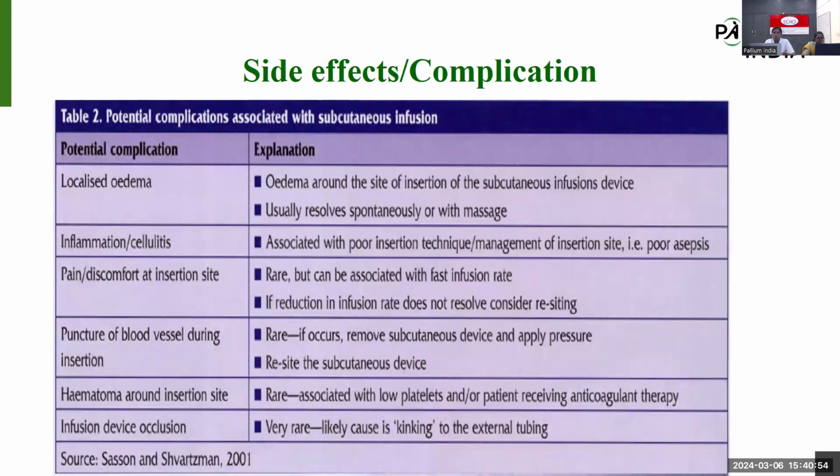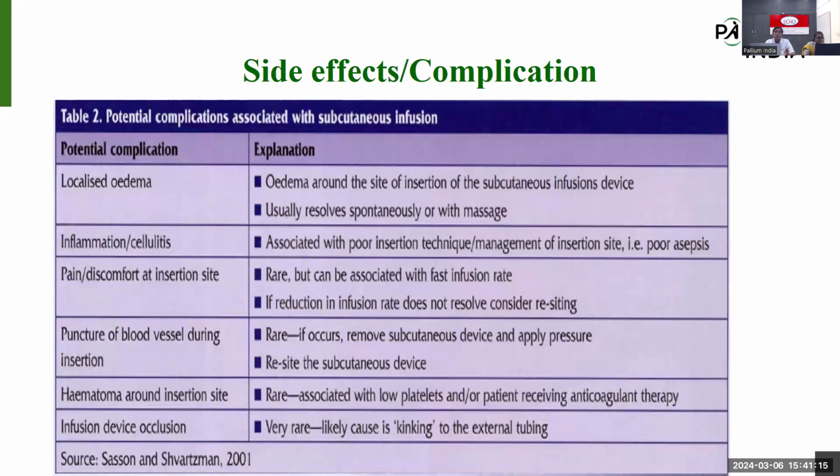And these are the common or potential complications or side effects that we are expecting from subcutaneous infusion. First one is localized edema. We should explain these potential complications to the caregiver and the patient before starting the subcutaneous infusion.